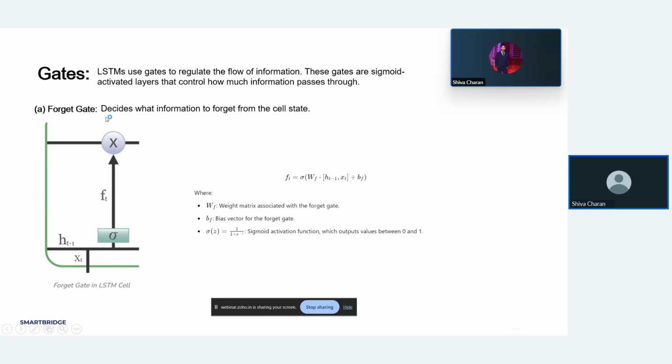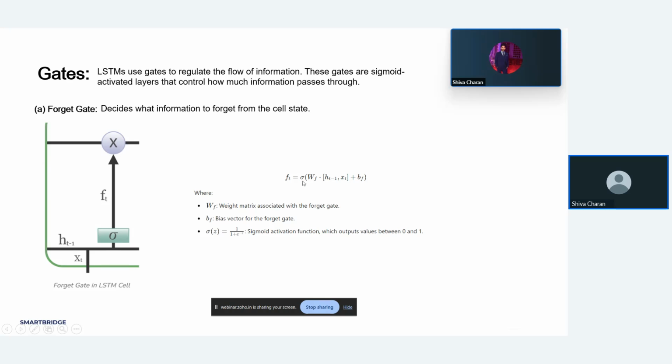Forget gate decides what information to forget from the cell state. Of the information in the cell state, the forget gate will decide which information should be forgotten. Okay, so xt is the current time step input, ht minus 1 will be the previous state input. Both are put through the sigmoid function. Then we get ft, the function output, and that will be the x.